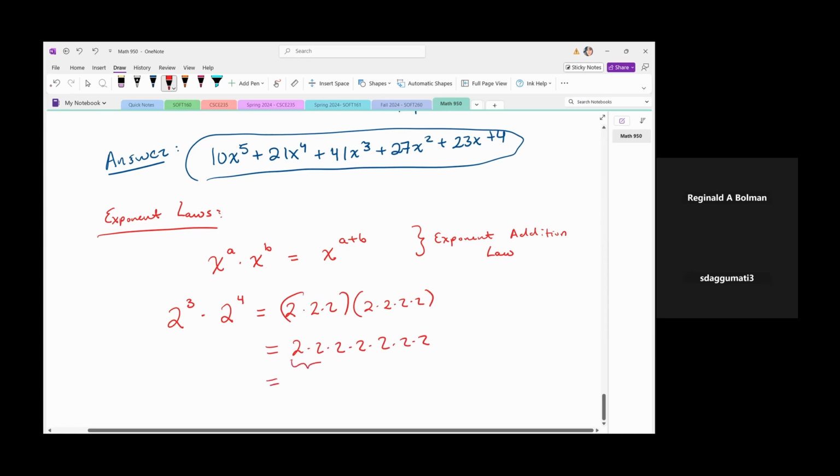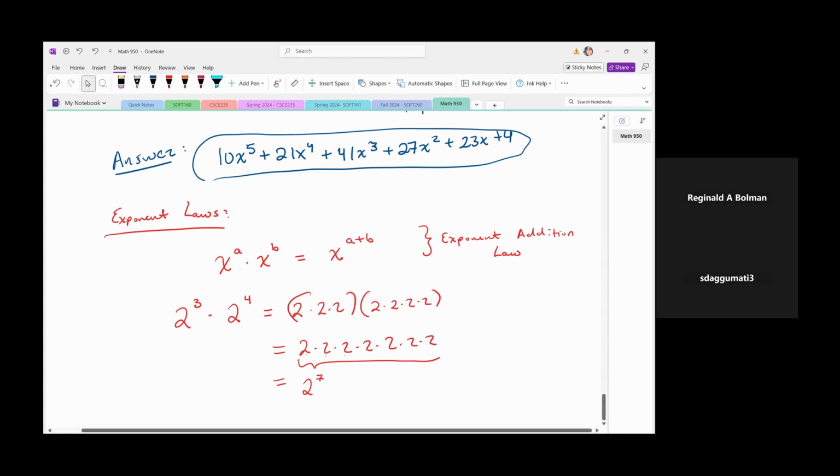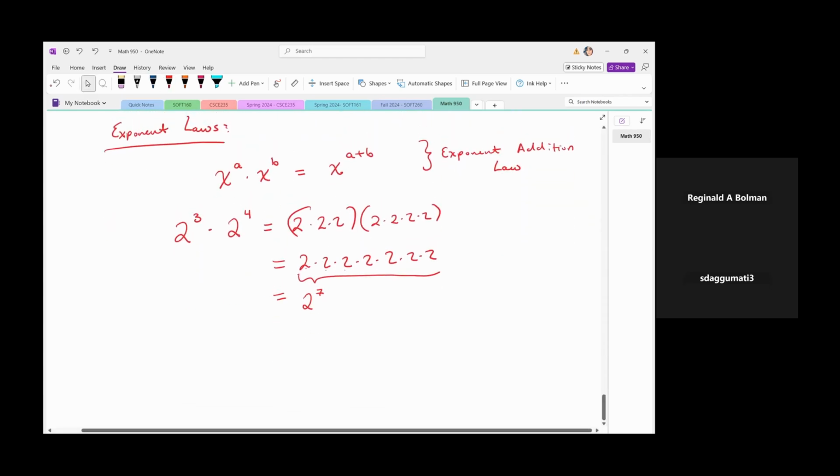And according to the definition of an exponent, whenever we have a number that is multiplied by itself a certain number of times, that is just the same thing as taking the number and raising it to a specific power. So in this instance, we have 2 multiplied by itself 7 times. So we may write this as 2 raised to the power of 7. That's just the definition of exponentiation. We discussed this at the beginning of the semester. So I'm going to assume that everybody understands what we're doing at this point in time.